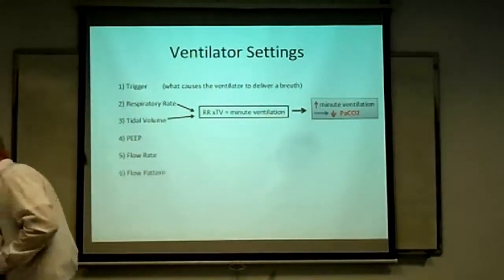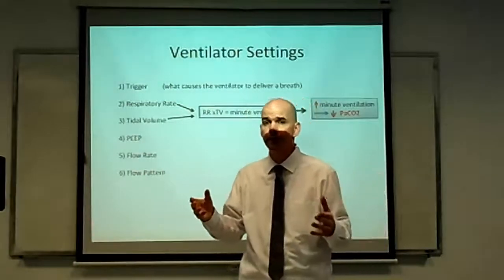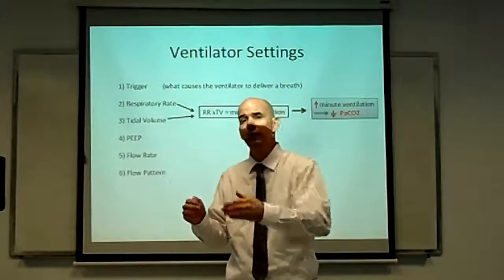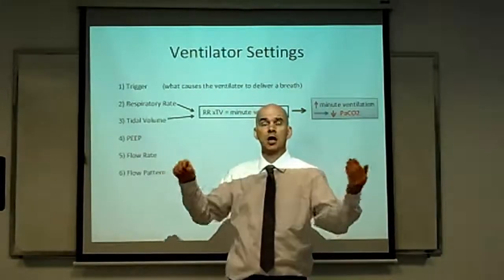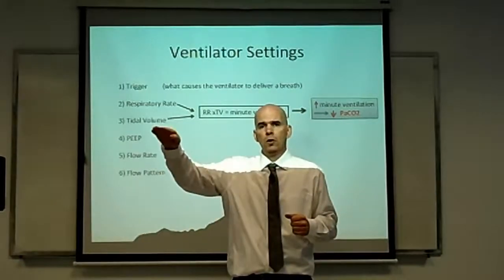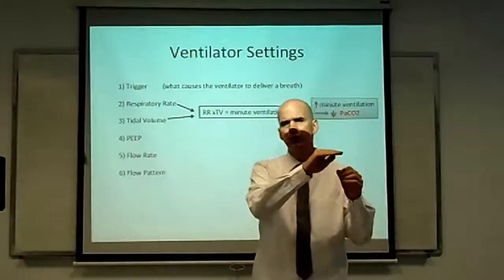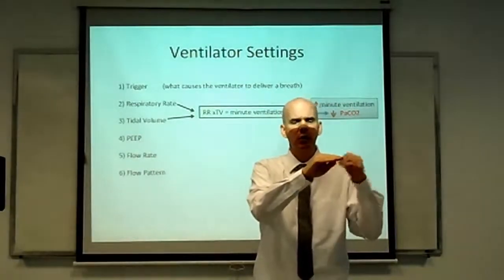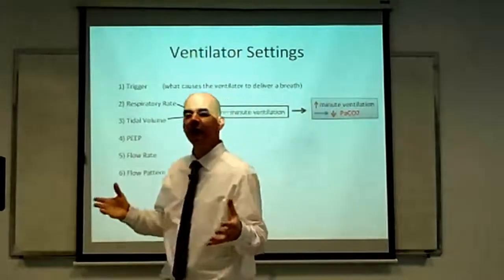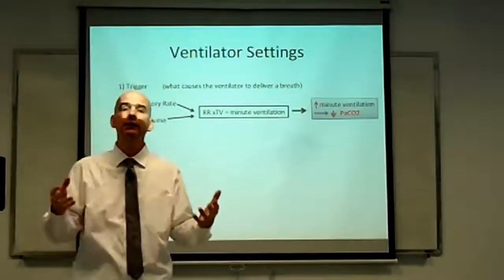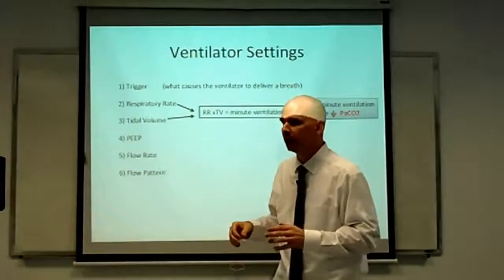Next setting is flow pattern. Flow pattern just means for my given flow rate, what's the rate of change of that flow rate basically? For instance, I could have that air come in at a constant speed. That we would call a square pattern. Or I might have the flow rate start out slow, but build up speed as it goes along, accelerate. That we would call a ramp pattern. And it's been found that a ramp pattern allows for more even distribution of air throughout the lungs. There are other patterns too, but we won't bother going into those right now.